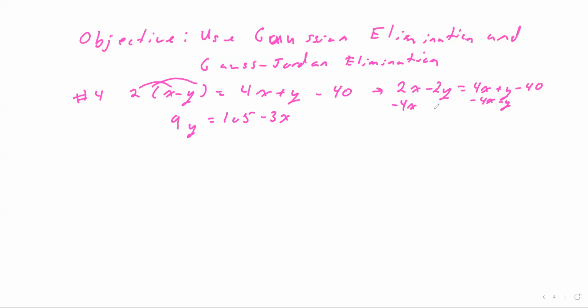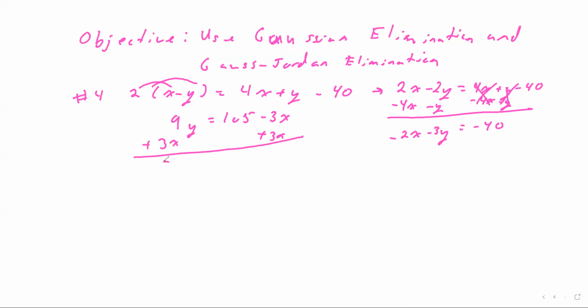and subtract y. So this will give us negative 2x minus 3y. This will all go away, equals negative 40. It is now in standard form. All I have to do here is add 3x here, add 3x here. So this will give me 3x plus 9y equals 105. So here's my standard form. So I'm going to rewrite them as negative 2x minus 3y equals negative 40, and 3x plus 9y equals 105.